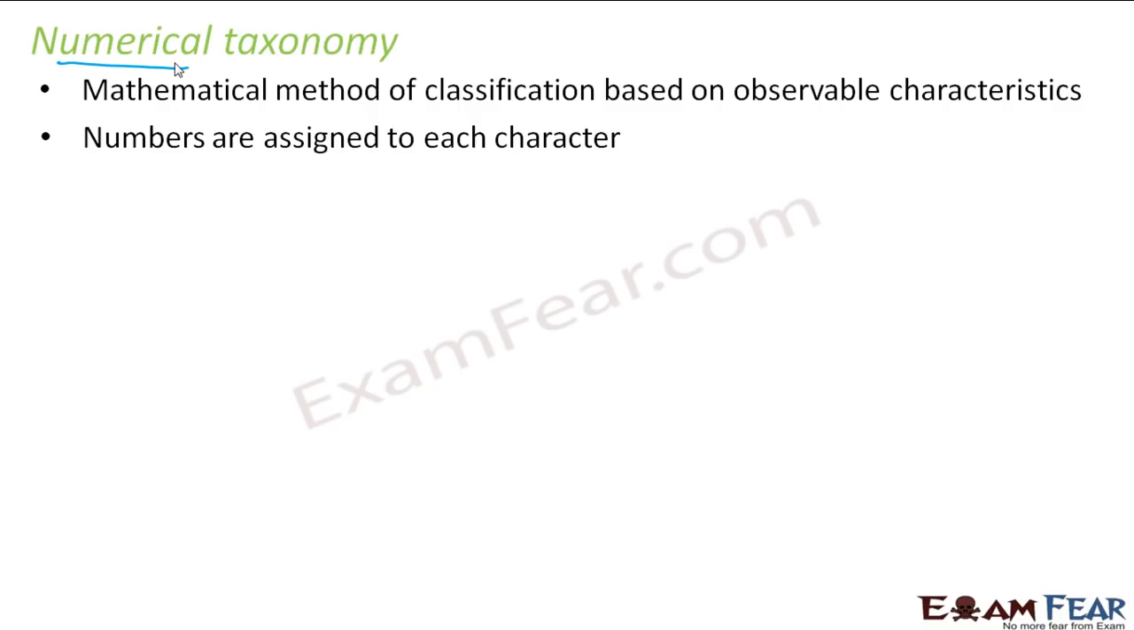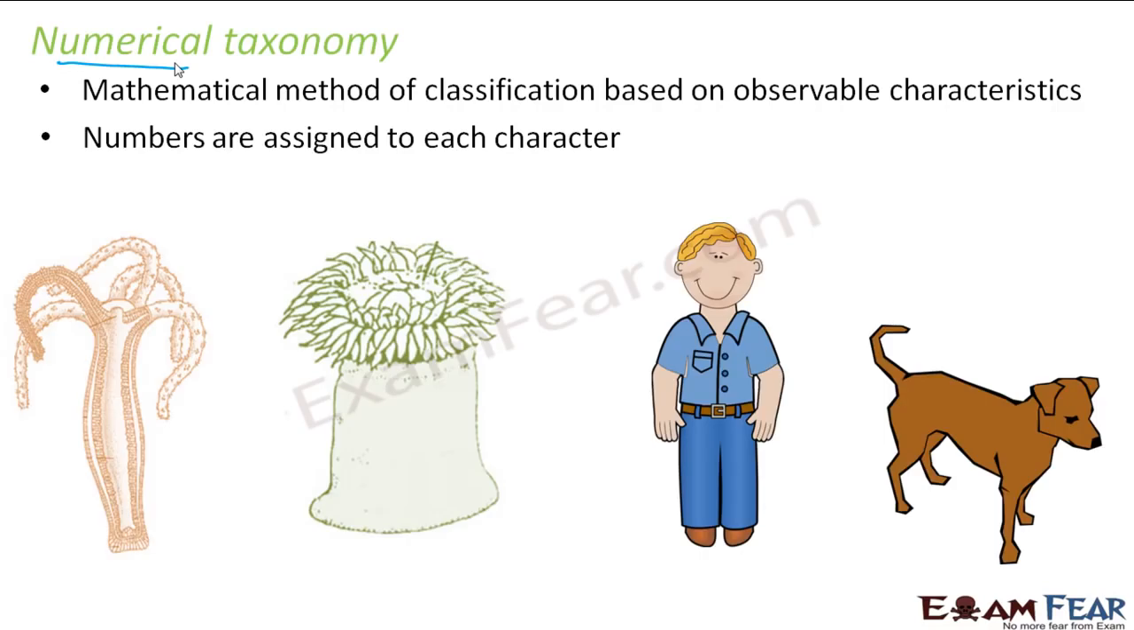So here you can compare a large number of observable characteristics, and they are all given equal weightage. I mean, all observable characteristics, be it color, be it height, be it the behavior, habitat, nutrition, every characteristic will be given the similar weightage. They will be assigned one number, and then with the help of calculation, we'll actually get to know how many similarities and how many differences. So let us take one example.